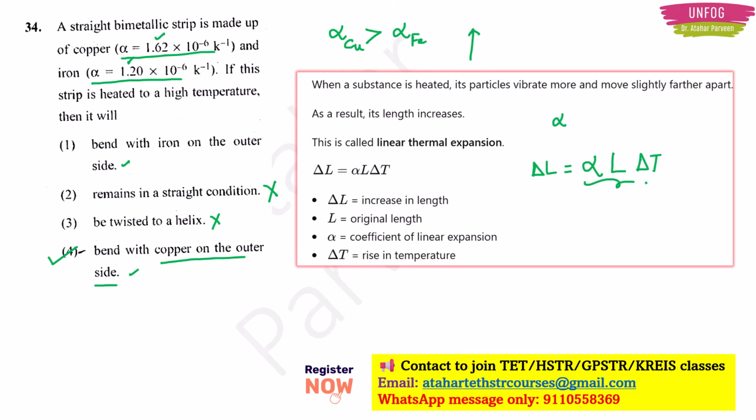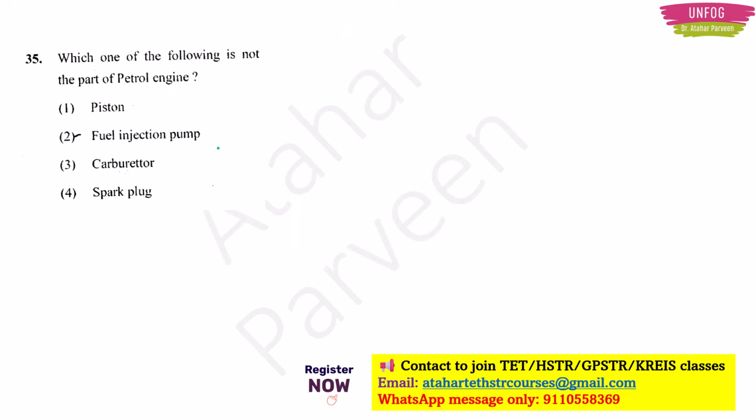Okay, so these are the three criteria. If you take the product, you will get to know the increase in the length of the strip. Okay, clear, right? So if you understand the concept, then only you can give the correct answer. This option 1 is wrong here because outside, copper will be there, not iron. Okay. Next, question number 35.